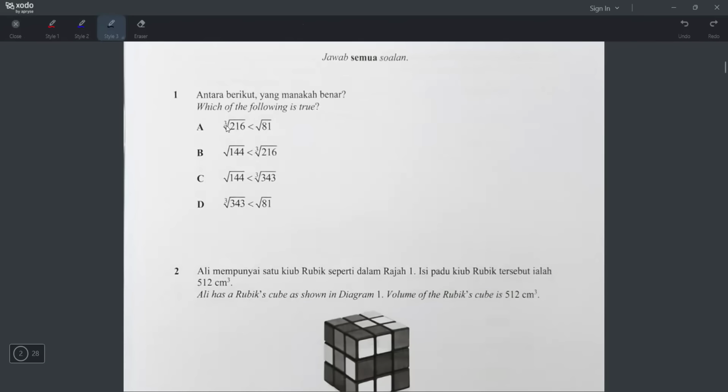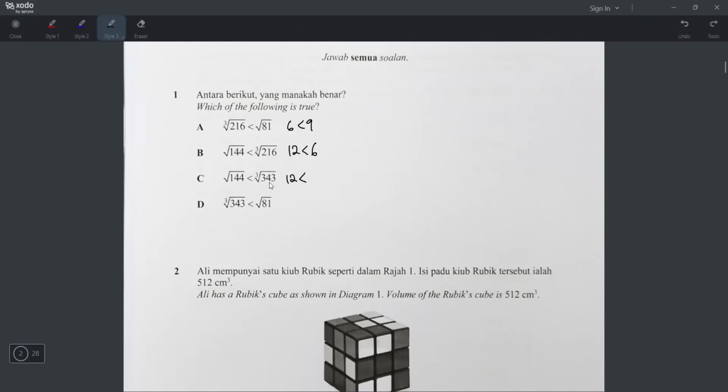So you can use your calculator for this part. Just press cube root 216 and you will get 6. And then smaller than square root 81 is 9. For the next one, square root 144, that's going to be 12. And then smaller than cube root 216, you already pressed just now is 6. And then square root 144, same like just now, 12 also.